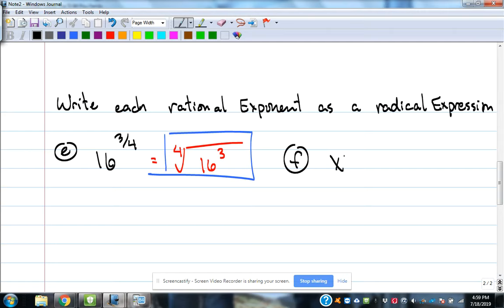Example F, x to the 5/6, with an x as a base. What root would it be? What's the index of the root? 6. Whatever the denominator is, it's going to be that index on the outside every time. And then it'll be x to the 5th on the inside.